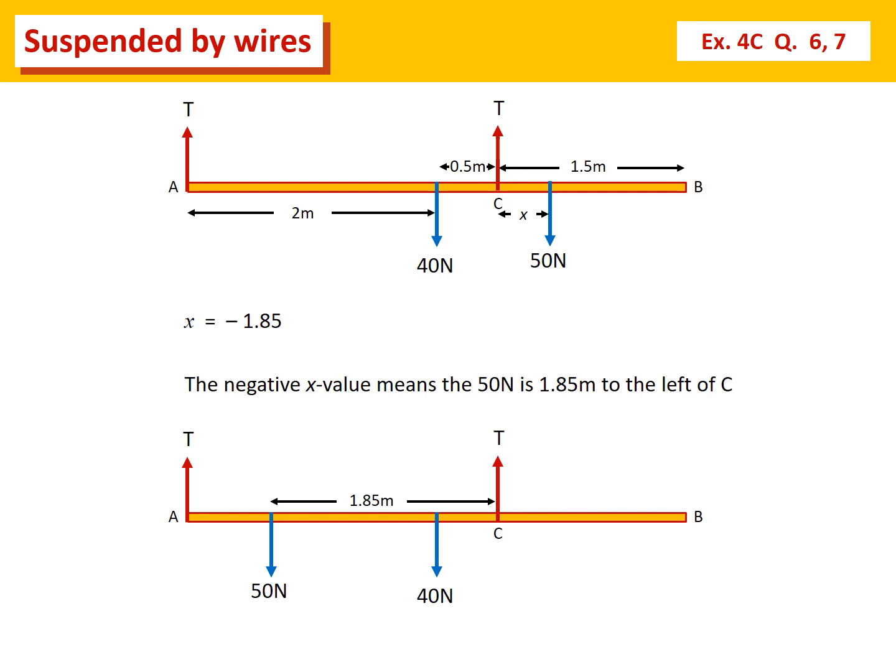Now, we couldn't have known that to begin with. We were trying to find the distance of where the 50 newton force should be placed. It just so happens I speculated it would be to the right of C, but in actual fact it's to the left of C. So I hope you've understood the example of a rod suspended by wires. Have a go now at exercise 4C, questions 6 and 7.